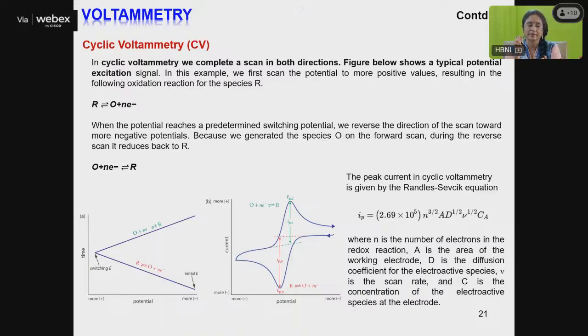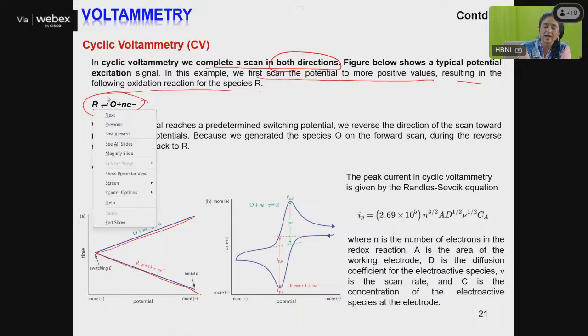Now cyclic voltammetry. What is cyclic voltammetry? Here in cyclic voltammetry, we complete a scan in both directions. So you need to do your scanning in both directions. We first scan the potential to a more positive value, resulting in the following reaction. So when you are going, your reduced species will be oxidized. R means reduced, O means oxidized. So the reduced species will go to its oxidized species, and electrons will be ejected out.